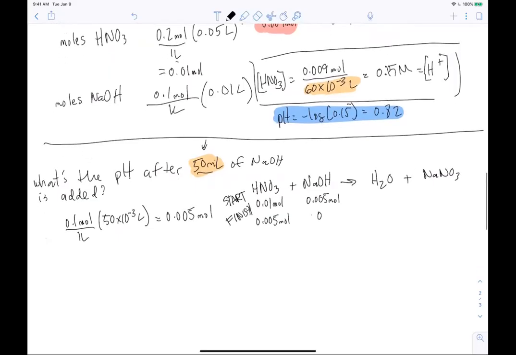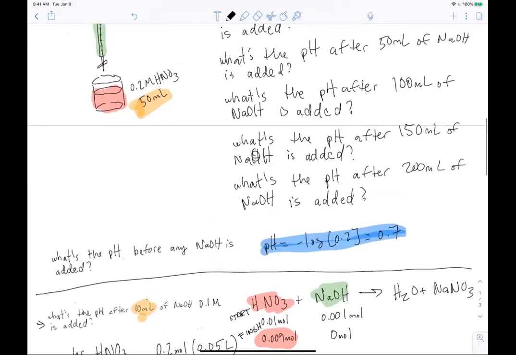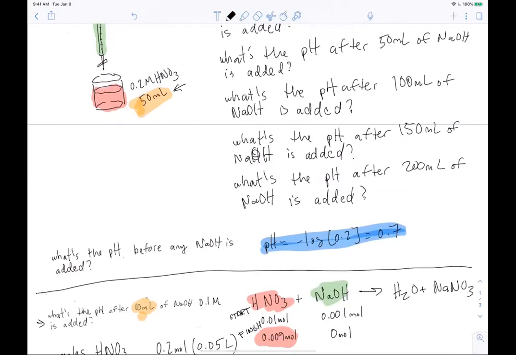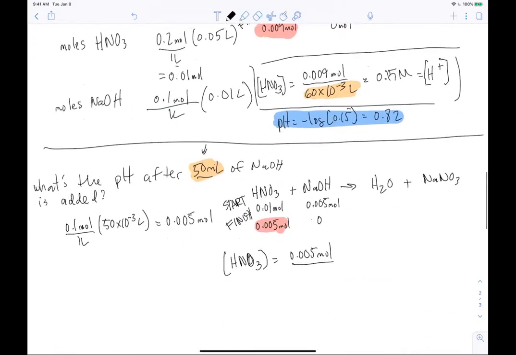And now we just want to calculate our pH. So we say, well, what's our nitric acid concentration? That's going to be equal to the amount of acid that's left over here, 0.005 moles, divided by our total volume. If we go back, we started out with 50 milliliters here. Now we've added 50 milliliters. So we have 100 milliliters. Of course, we want to be in liters, so I multiply that times 10 to the negative 3.